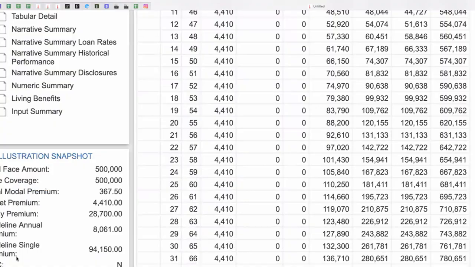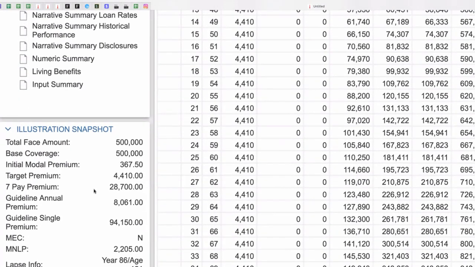Okay. So $500,000 policy for a 35-year-old female. My baseline is $367.50 per month, which my target on that is $4,410. That is the annual contribution to the policy. So this young lady at 35 years old, for a little bit over $10 a day, is going to get $500,000 of life insurance. So let's look at this like this. In a sec.